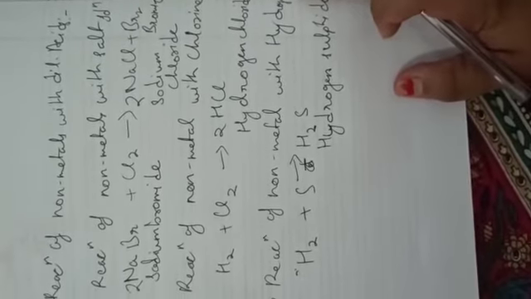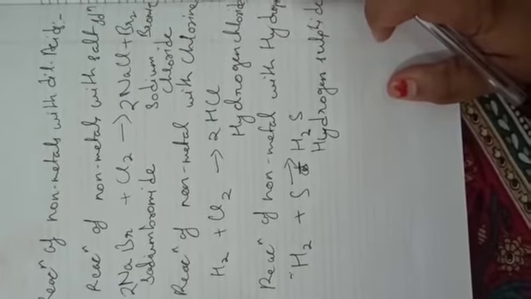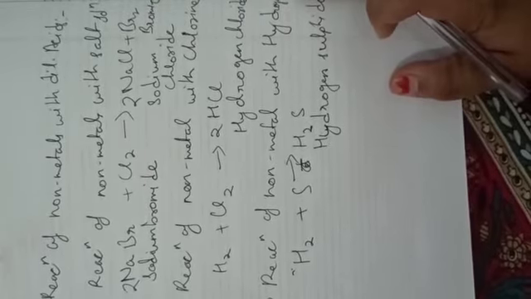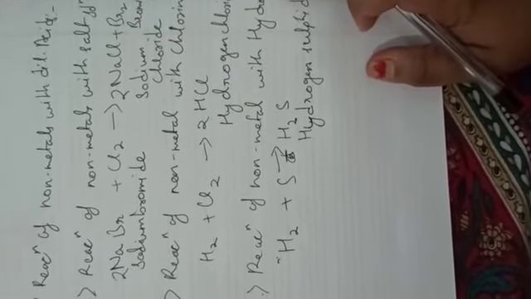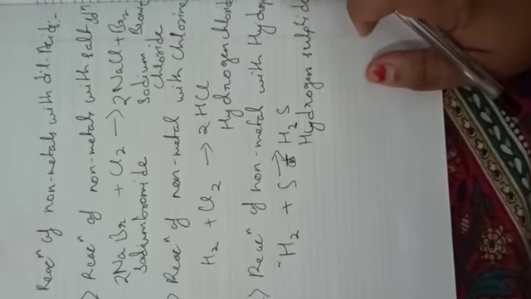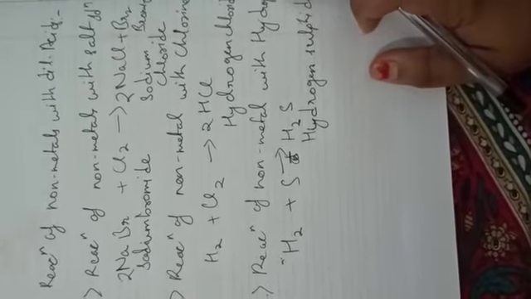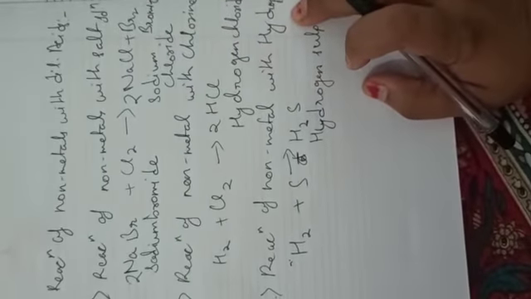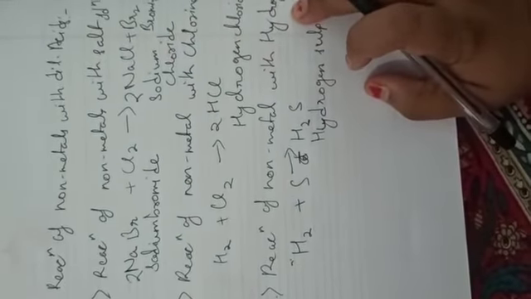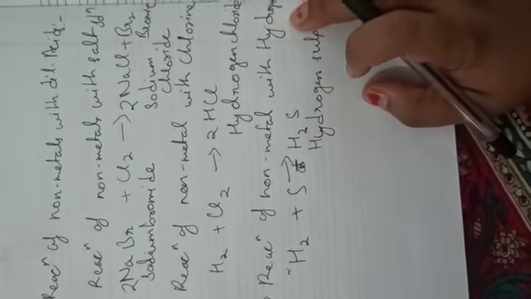So this is all about the reaction of the non-metals with different substances. First we had discussed the reaction of non-metals with oxygen, then we discussed the reaction of non-metals with water and dilute acids, and also we have studied the reaction of non-metals with salt solution, with chlorine and with hydrogen gas. Okay, so these are the chemical properties of the non-metals.